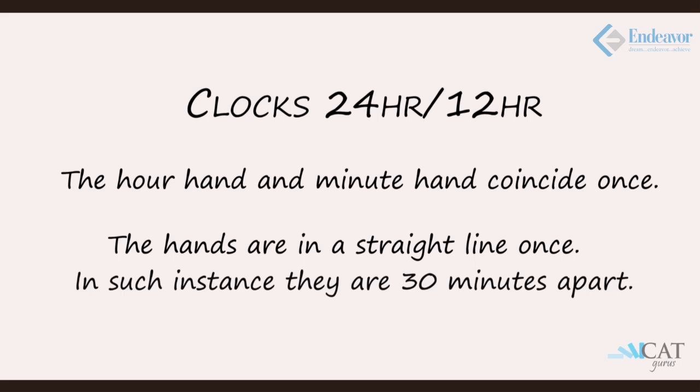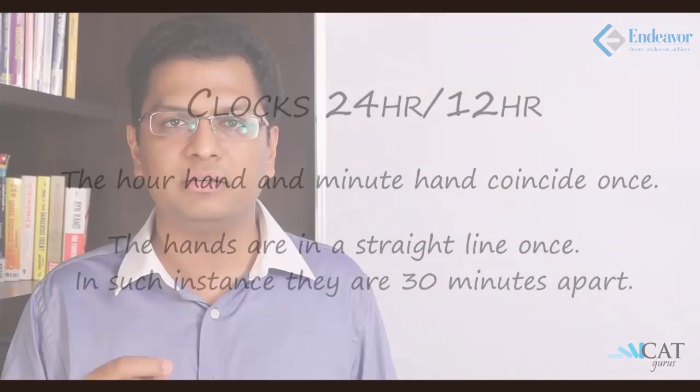At that point they are exactly 30 minutes apart. Suppose it is 10 past and they are coinciding with each other. So what time will it be? The hour hand will be between 10 and 11, so the minute hand will be between what? Between 4 and 5. So exactly 30 minutes apart will be their difference.